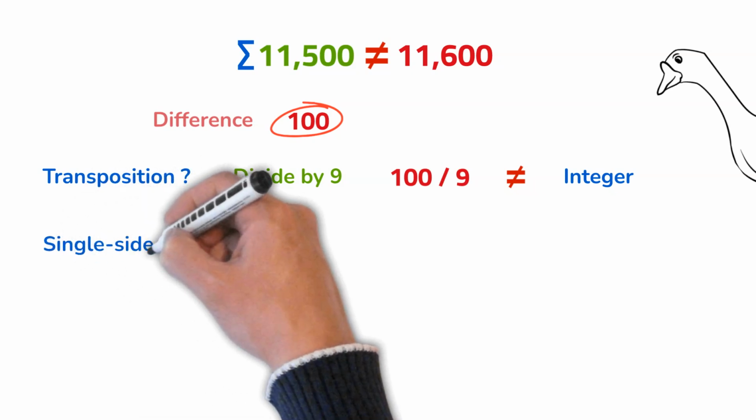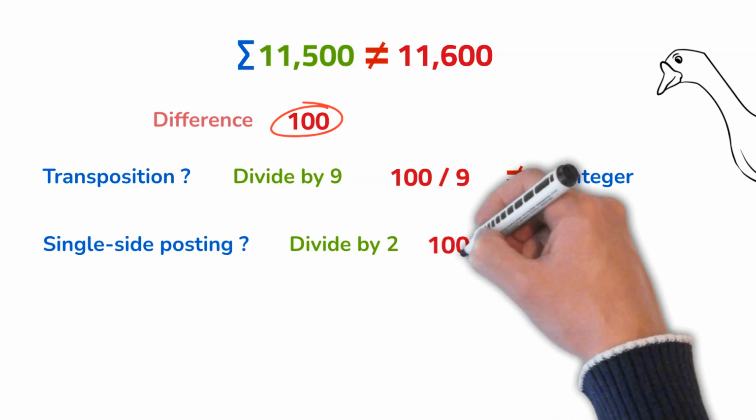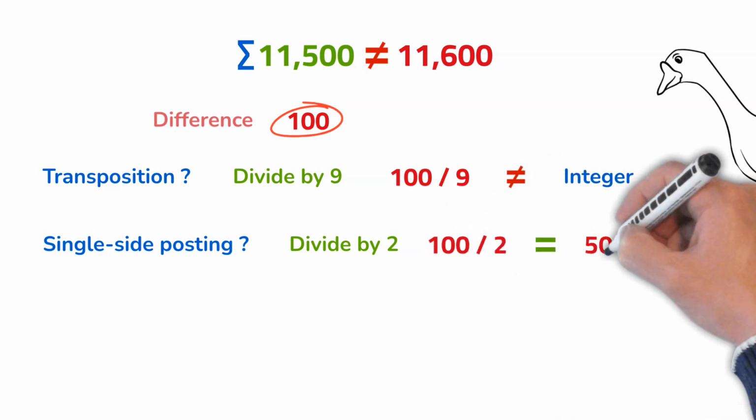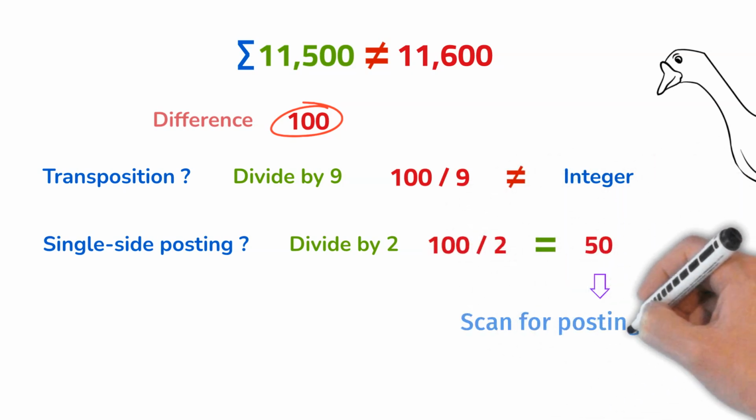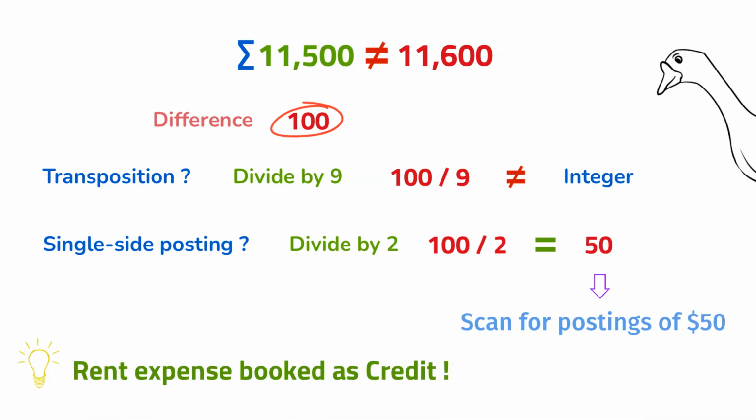Next, divide by 2, maybe a single-side posting? 100 divided by 2 equals 50. Check recent $50 entries. Scan the ledger. Yes, rent expense of $50 was posted as a credit instead of a debit. Reverse and repost. The trial balance now balances.